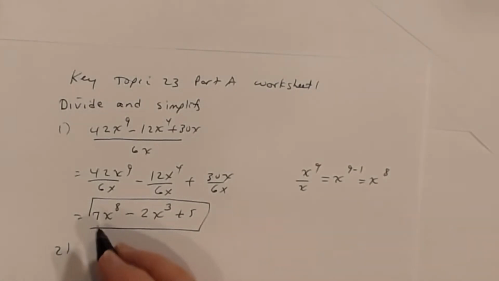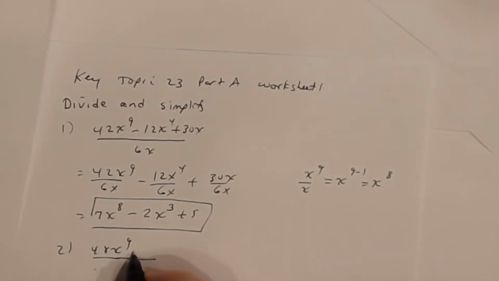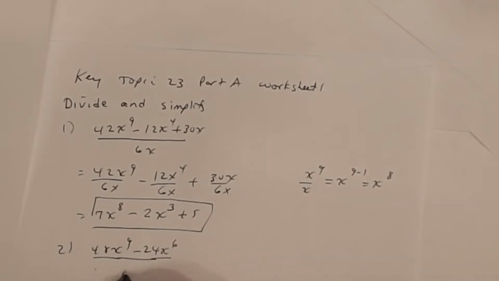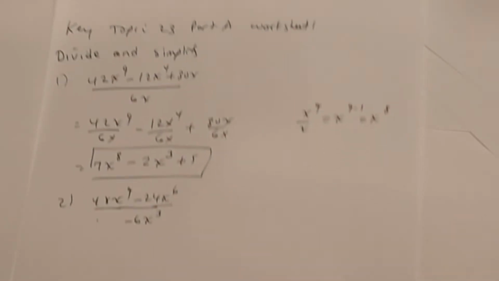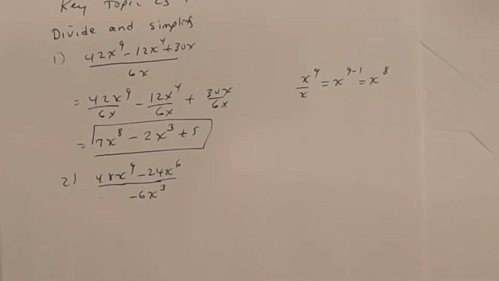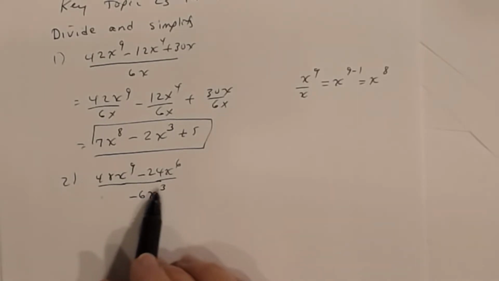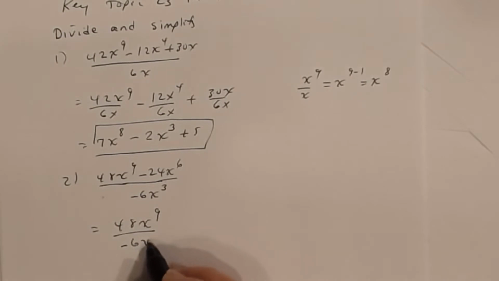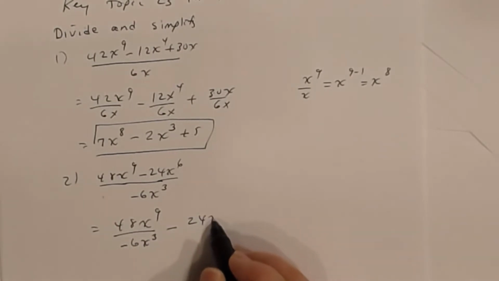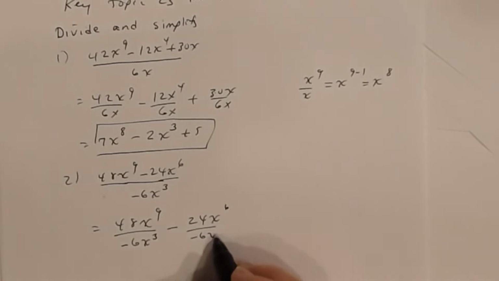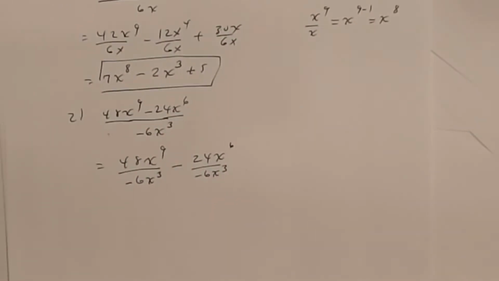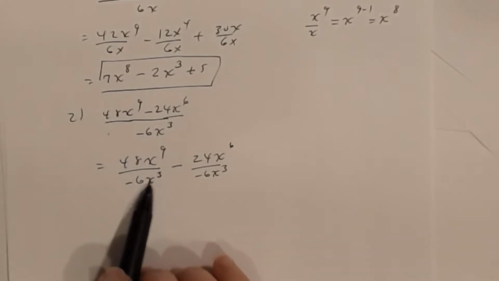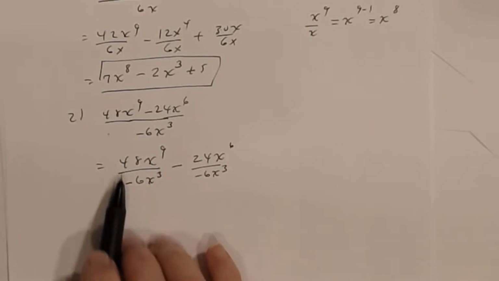Okay, number 2. Number 2, we have 48x to the ninth minus 24x to the sixth, divided by negative 6x cubed. Again, let's write this as two separate rational expressions since the denominator is a monomial. So this becomes 48x to the ninth divided by negative 6x cubed, minus 24x to the sixth divided by negative 6x cubed. You take each term in the numerator divided by the denominator. Now let's reduce.